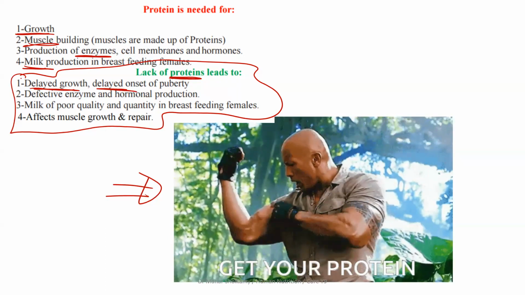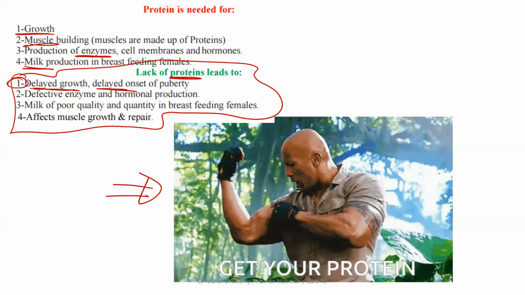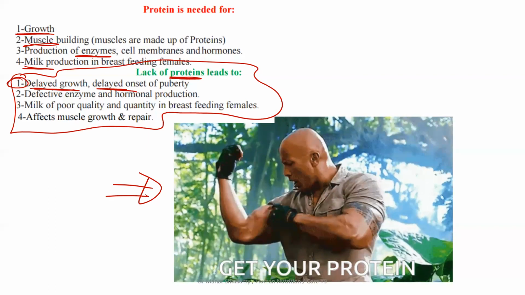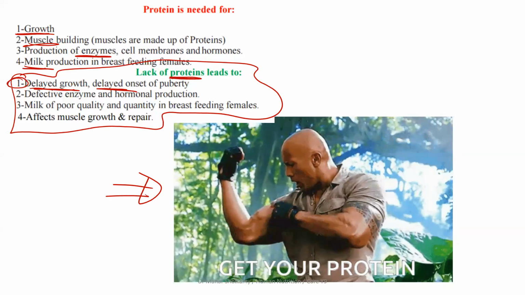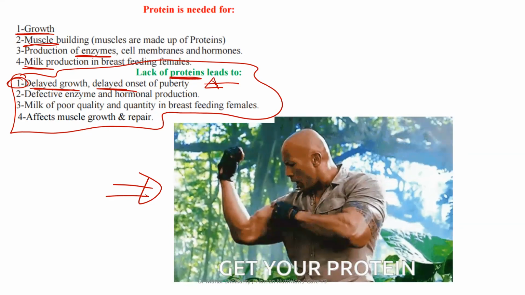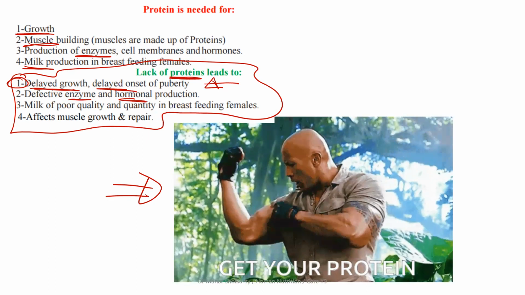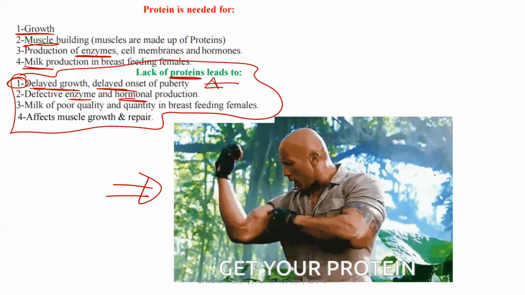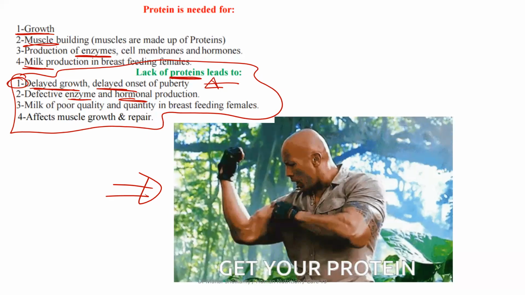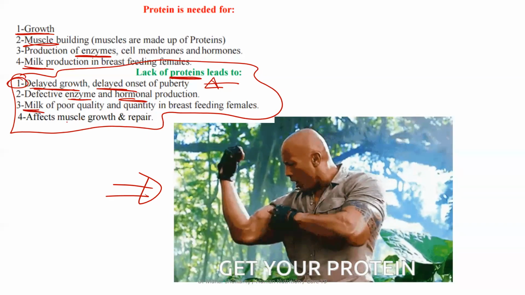You will stop growing. Stunted growth. Yes, stunted growth. Excellent. Nice term. You will have stunted growth or delayed growth, delayed onset of puberty. Okay, but this means that you are in starvation, no protein at all. Your enzymes will be affected. Your hormonal production will be affected. So proteins are very important. If a breastfeeding female is not having enough protein, this will affect her milk. Okay, it will affect the growth of muscles.